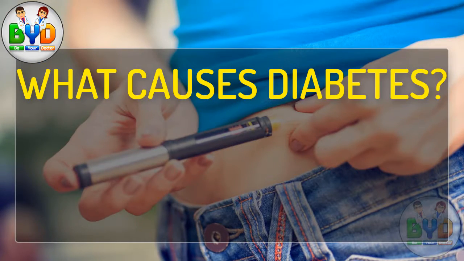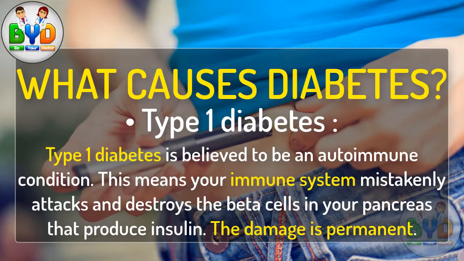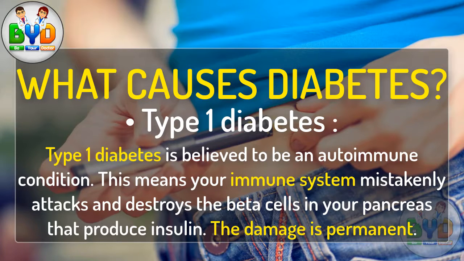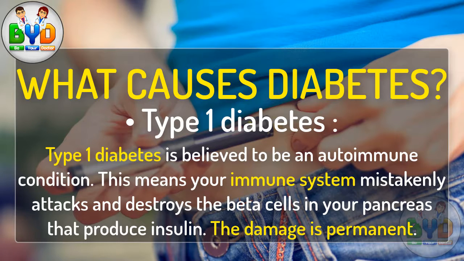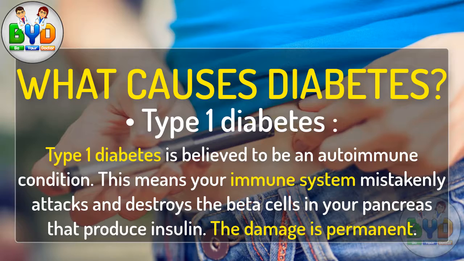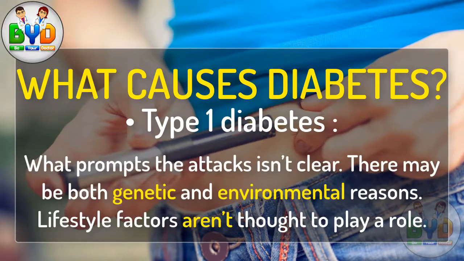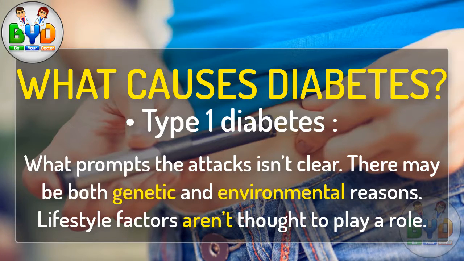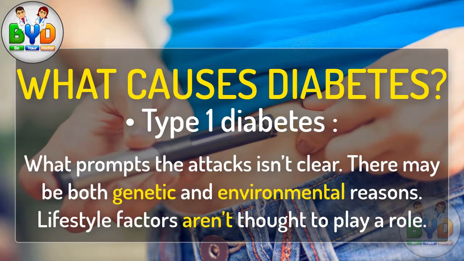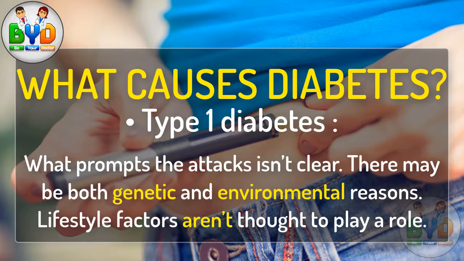What causes diabetes? Type 1 diabetes. Type 1 diabetes is believed to be an autoimmune condition. This means your immune system mistakenly attacks and destroys the beta cells in your pancreas that produce insulin. The damage is permanent. What prompts the attacks isn't clear. There may be both genetic and environmental reasons. Lifestyle factors aren't thought to play a role.